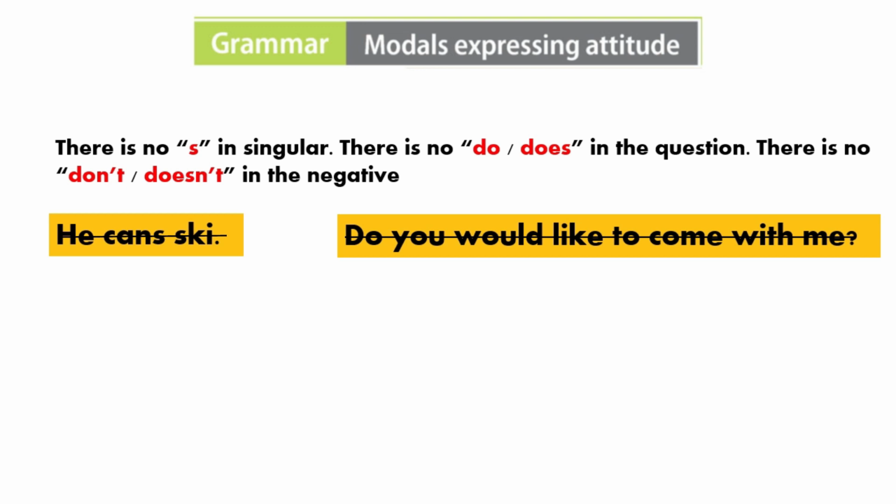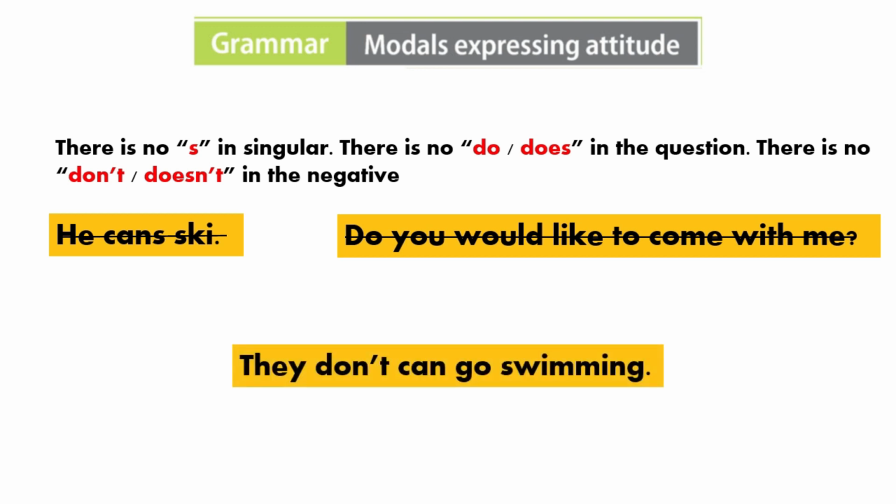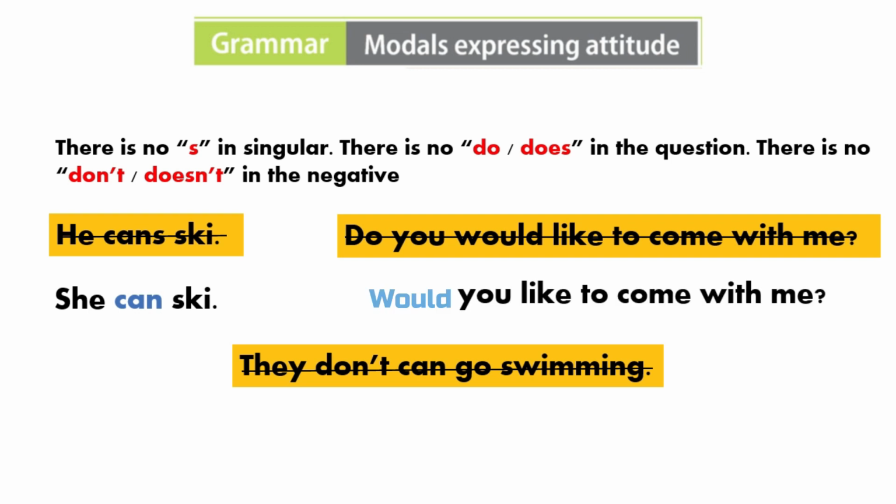And likewise, there is no don't or doesn't in the negative. So we don't say they don't can go swimming if we want to make it a negative sentence. Rather, what we say is, she can ski. Would you like to come with me? And we would say, they can't go swimming.